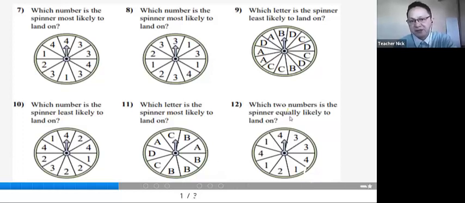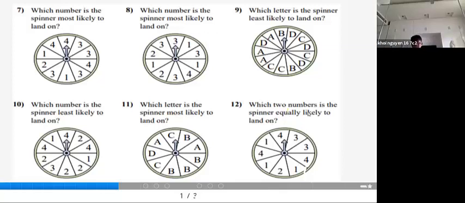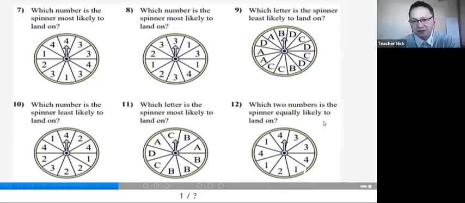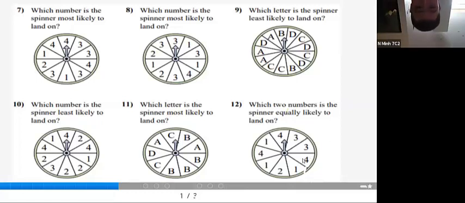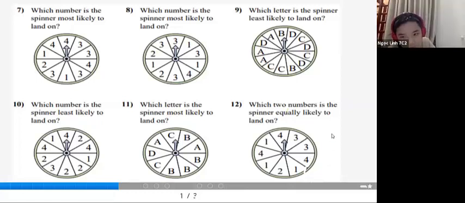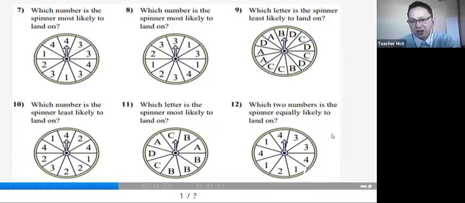All right. Number 12. Which 2 numbers is the spinner equally likely to land on? 1 and 4. Why 1 and 4? How many 1s? 3. How many 4s? 3.